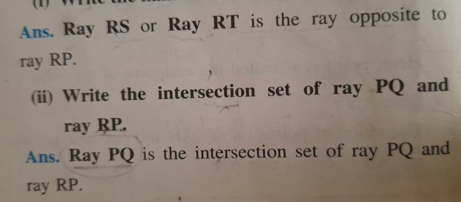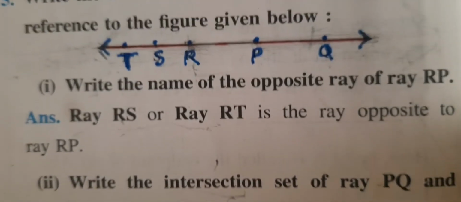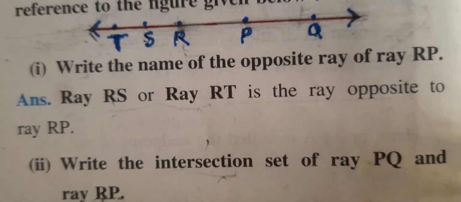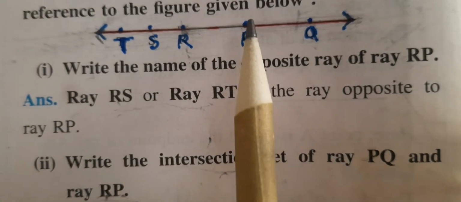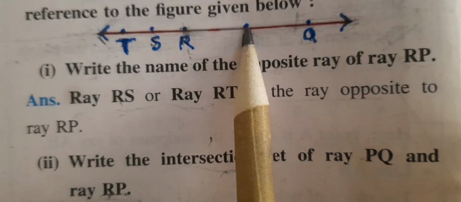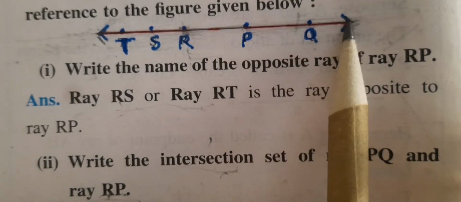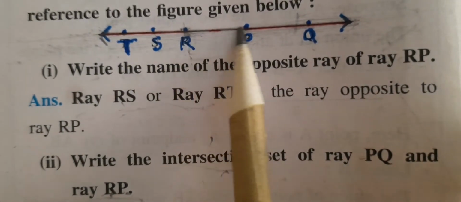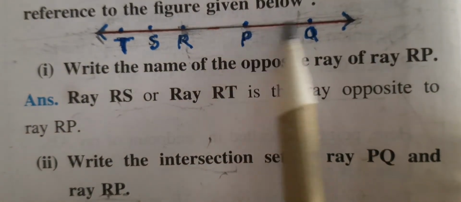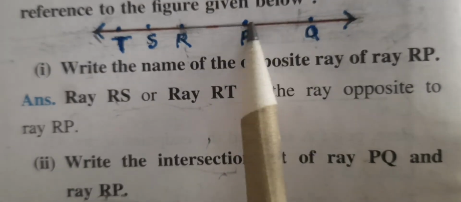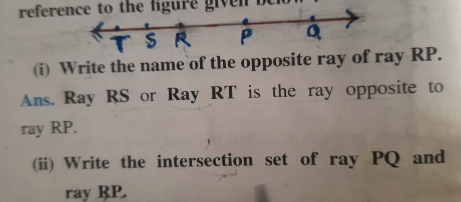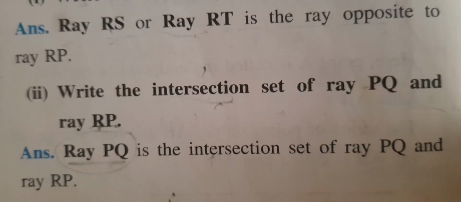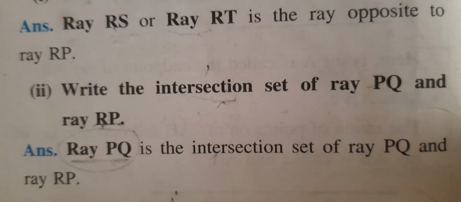Sorry, ray PQ, follow again. We want to find the intersection set of ray PQ and RP. See the diagram. Ray PQ starts from here and goes endlessly in this direction, and ray RP starts from here and goes endlessly in this direction. So this much part is a common part, that is ray PQ. Ray PQ is the intersection of these two rays. That's what we write in the answer. Ray PQ is the intersection set of ray PQ and ray RP.